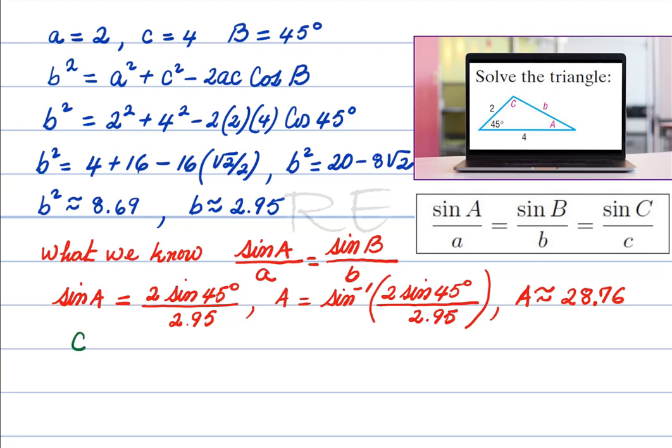Now, C, the last part, can be found by subtracting from 180 45 plus 28.76. So C is equal to 180 minus 45 plus 28.76. C is approximately 106.24 degrees.